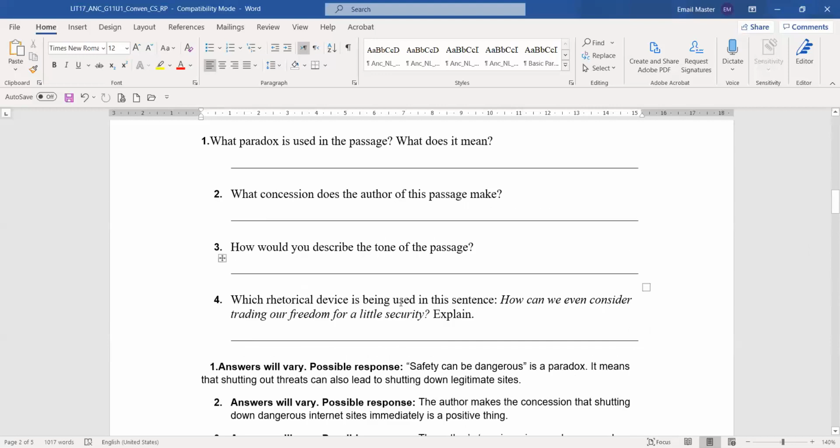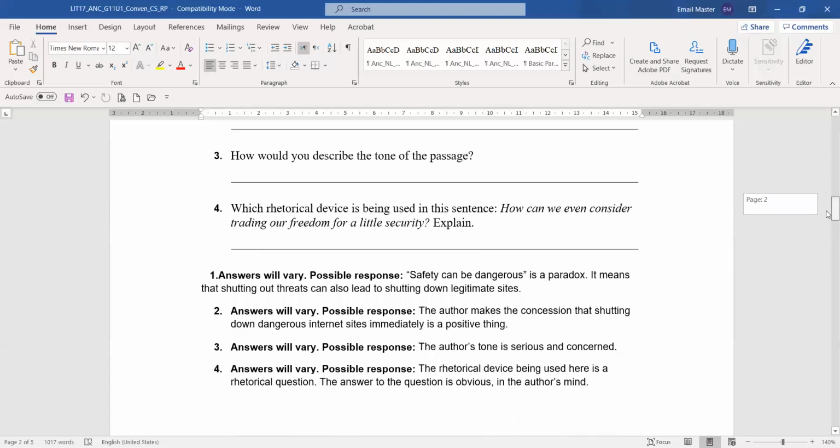What rhetorical device is being used in this sentence? How can we even consider trading our freedom for a little security? So basically, this is a rhetorical question. What it means is the answer to the question is obvious in the author's mind. So he doesn't need the audience to answer this question because he knows what they think already.